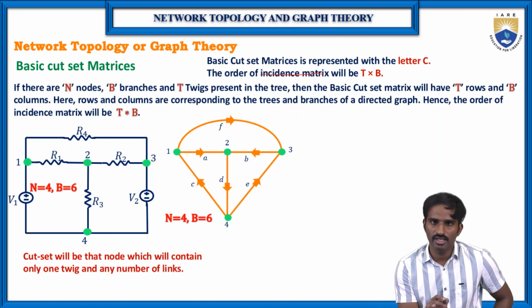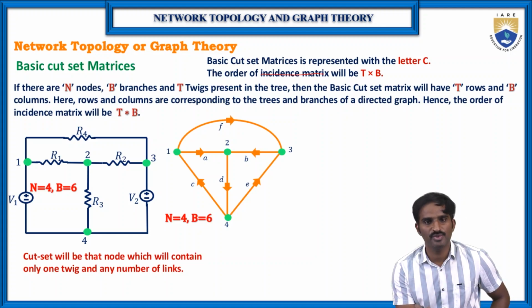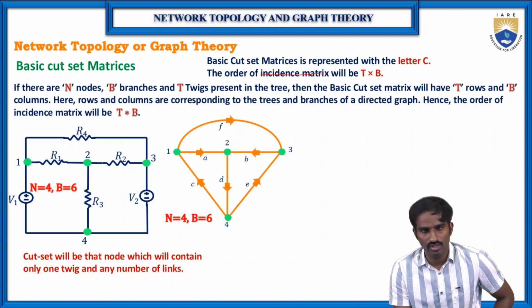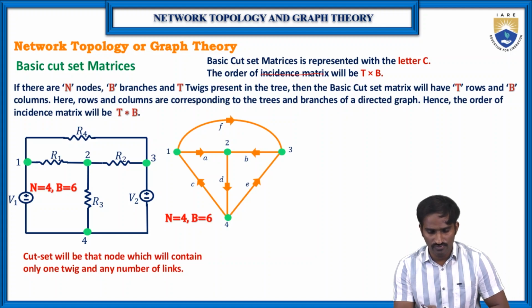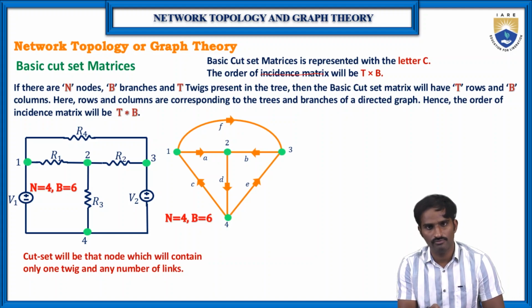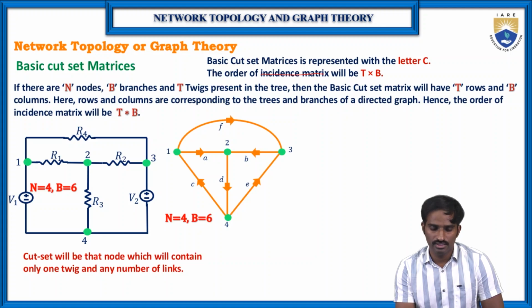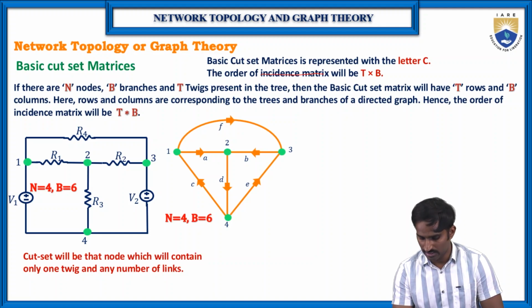Okay. So only the number of rows are different, right? Here T represents the twigs present in the tree, before the links. Of course, just now we have discussed how to draw the tree. For this given network, for our simple understanding, I have considered the same electrical circuit, and from that circuit we have already discussed how to convert it to a graph and how to indicate the directions of the branches in that particular graph, right?